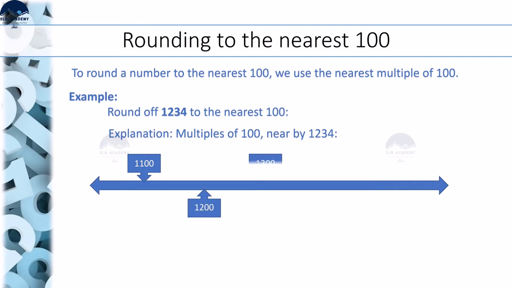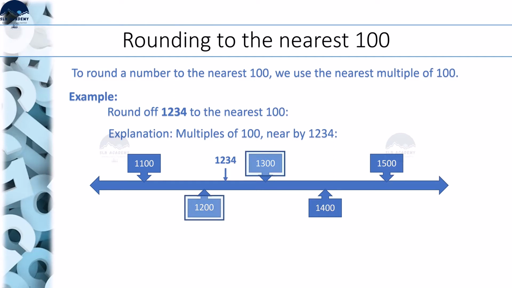1100, 1200, 1300, 1400 and 1500 are some multiples of hundreds which are nearby the given number 1234. 1234 is in between 1200 and 1300. One of these numbers is the nearest hundred of 1234. To choose the nearest hundred, check the digit which is present in tens position.